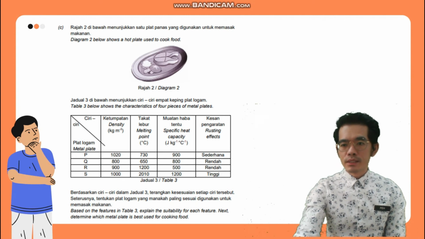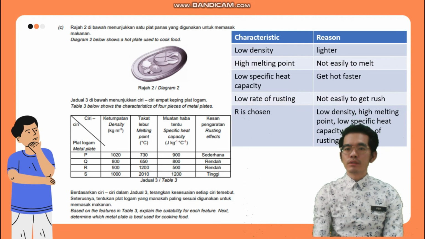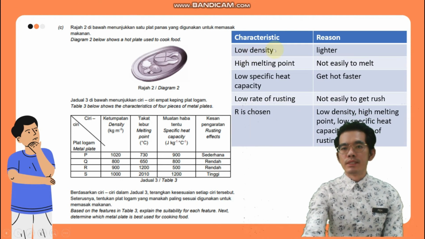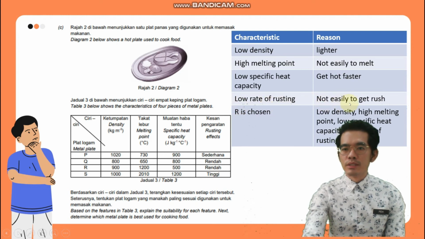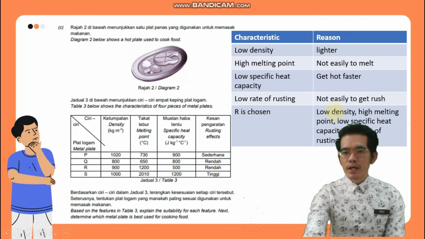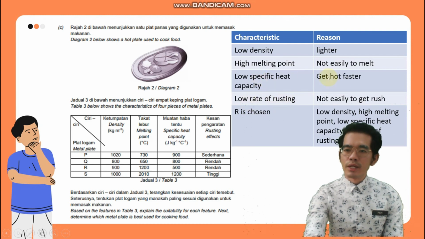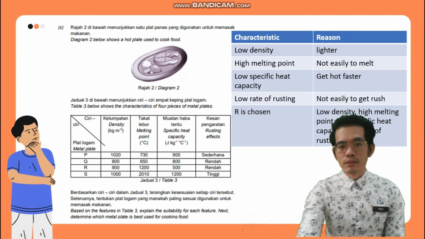So let me show you the answer in the table. As mentioned, first we need to select the material with low density, the reason is lighter, or you can write easy to carry. High melting point, so that the pan will not easily melt at high temperature. We select low specific heat capacity because the food will get hot faster, and low rate of rusting, so not easily rust. The spelling is wrong here, R-U-S-T. So R is chosen, and we just copy back all the characteristics mentioned. The first, low density; second, high melting point; low specific heat capacity; and last, low rate of rusting. So you will get full 10 marks for this section.